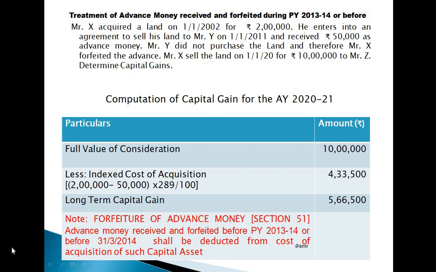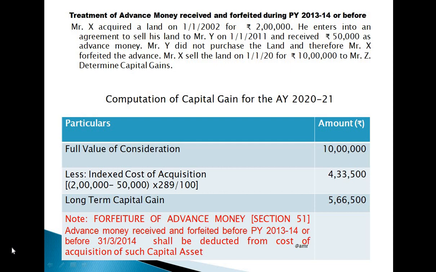Now let us look at the treatment with regard to advance money which has been received and forfeited. Any advance money which has been received and forfeited prior to 31st March 2014, or during the previous year 2013-14 or before that, will be deducted from the cost of acquisition. So now let us look at the problem.